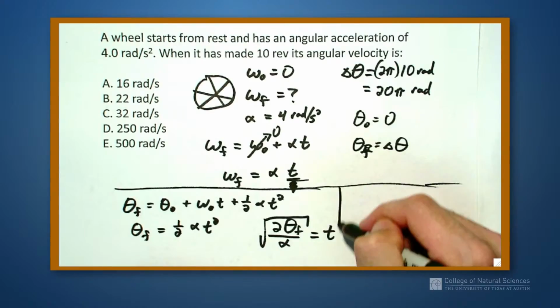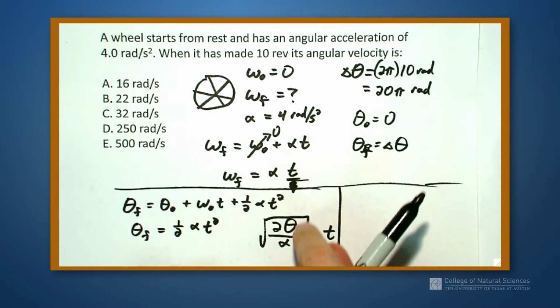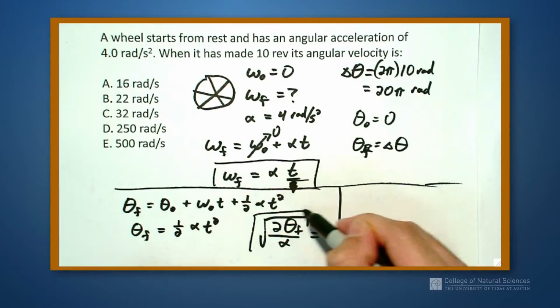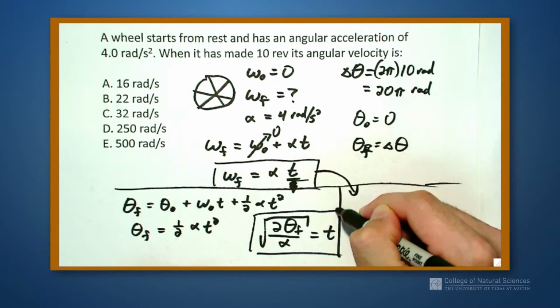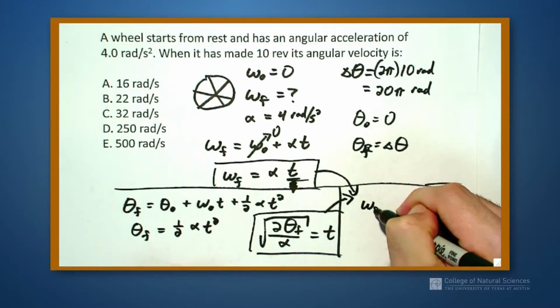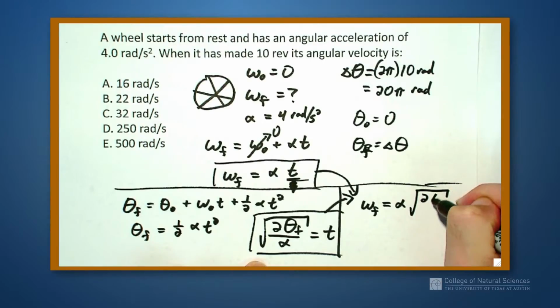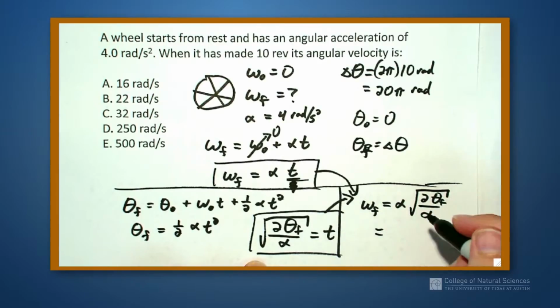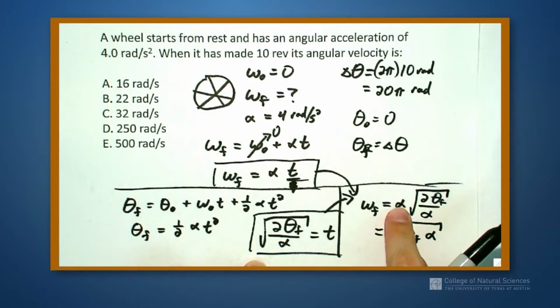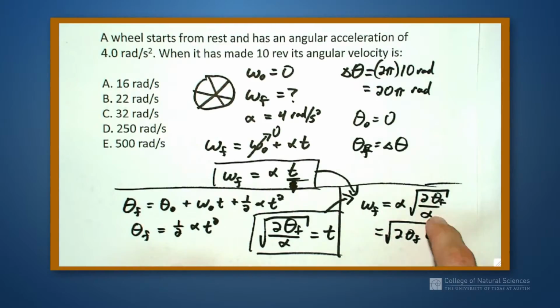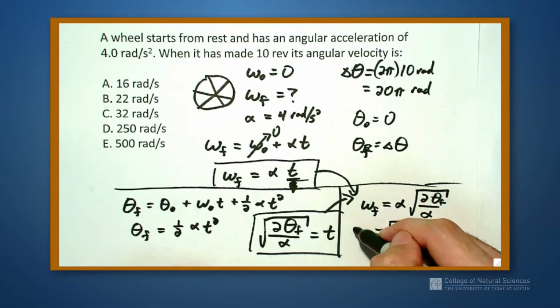So I will try to combine these 2 equations together. This equation and that equation together are going to combine it. So omega final is equal to alpha times the square root of 2 theta final over alpha. Or this is equal to the square root of 2 theta final alpha. That's alpha square root squared. That's alpha square rooted. So I get an alpha square rooted on top.